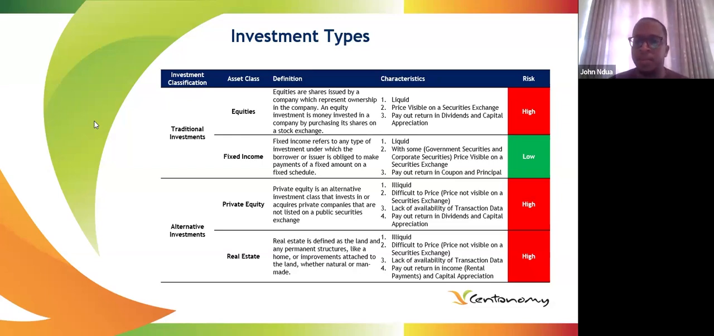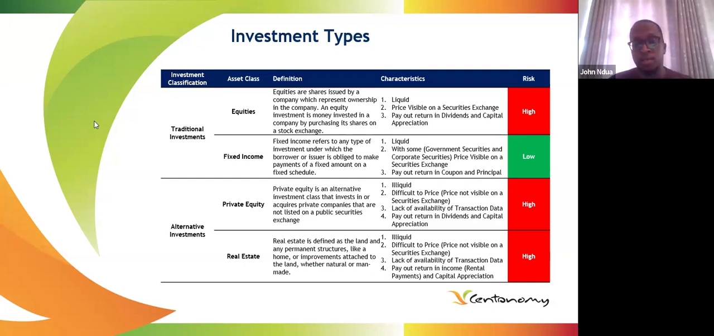And number three, it being also an investment, pays out returns in two major ways, being the coupon and the principal. The coupon being the interest payments and the principal being the amount of money you actually invested. In most bonds, the principal is paid at the end of the maturity.